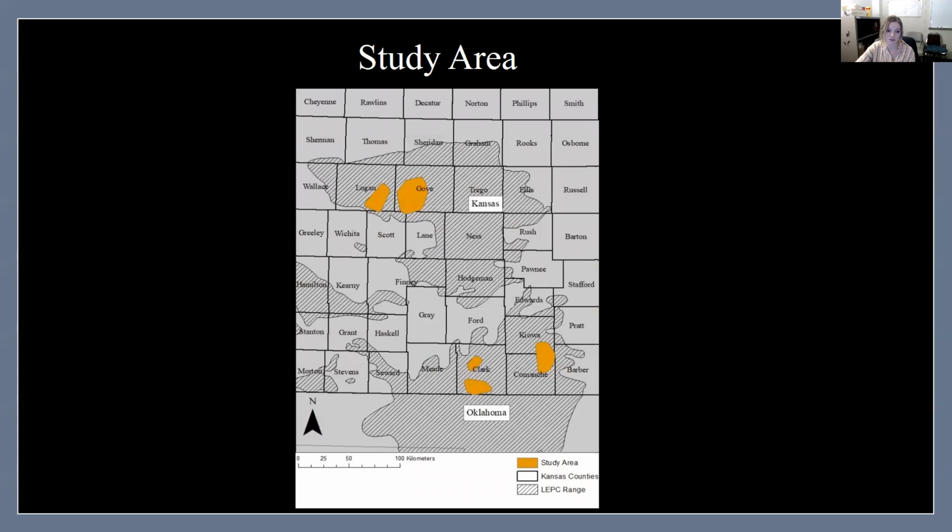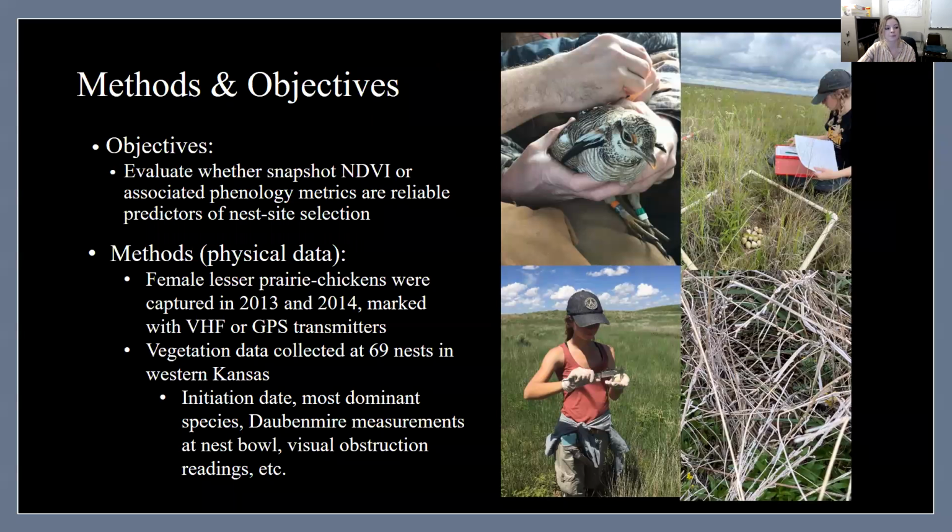The lesser prairie chicken range spans 5 states and 4 different ecoregions across the Great Plains. But for this research, data was collected in 5 counties in western Kansas. So we have Logan, Gove, Clark, Kiowa, and Comanche. And each of these study sites, as you can see, falls within a portion of the current estimated range of the lesser prairie chicken. So my objectives were to evaluate whether snapshot NDVI or associated phenology metrics are reliable predictors of lesser prairie chicken nest site selection. Now, snapshot NDVI is just NDVI at the nest site at the time it was initiated. So it's like looking at NDVI in real time.